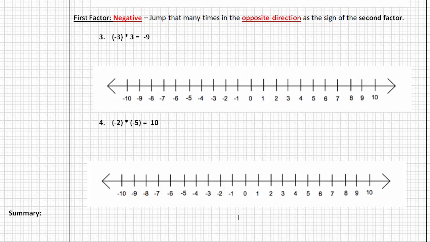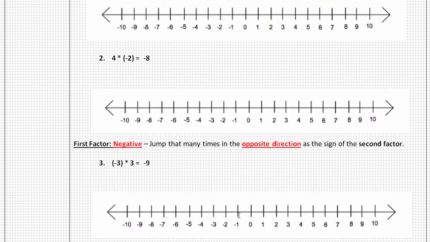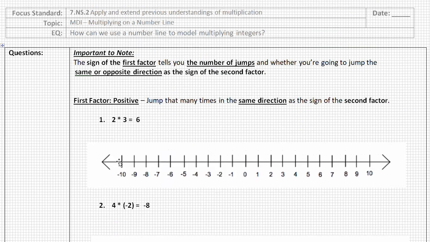That's going to conclude our video lesson for today. Please make sure that your notes are complete and come ready to work more with multiplying integers and see if you can figure out what the rules are.